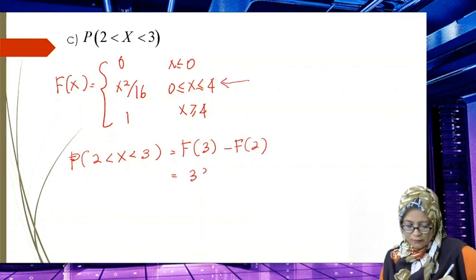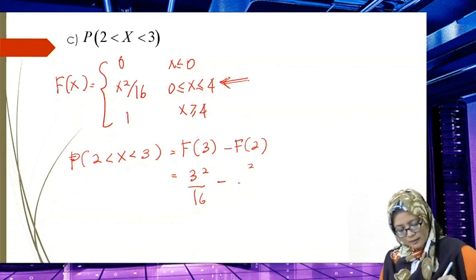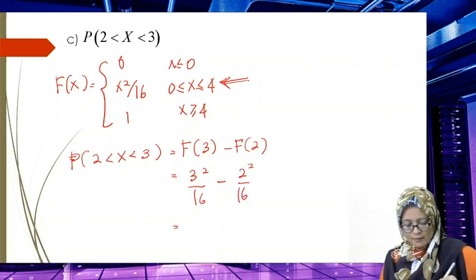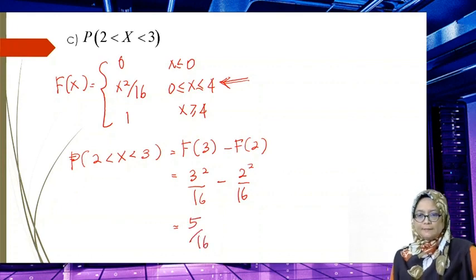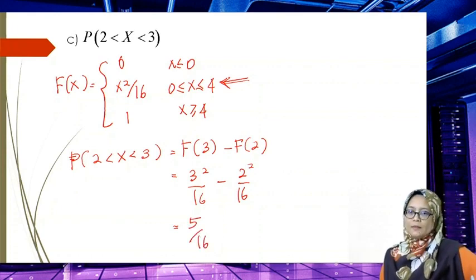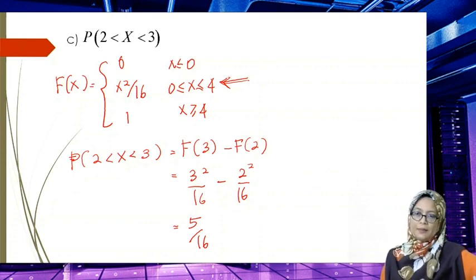So 3 square over 16 minus, x equal to 2 also dalam interval ni, so kita akan ambil function x square tu ganti 2, 2 square over 16. So 9 minus 4, ia akan dapat 5 over 16. Kalau guna F besar, konsep dia substitute value. Tak payah integrate dah.